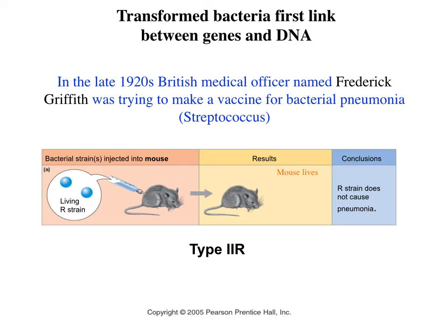One strain, type 2R, as you can see here in the illustration: if he injected that living bacterial strain into a mouse, nothing happened. The mice did not contract pneumonia, so the mouse lives. That was one observation.